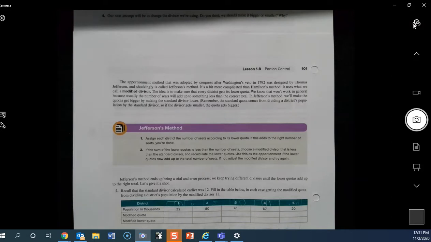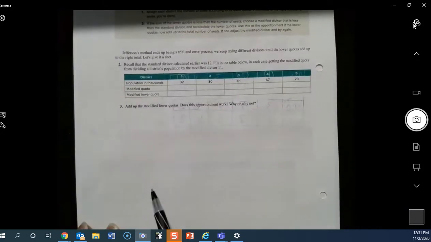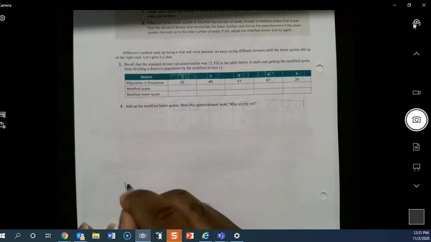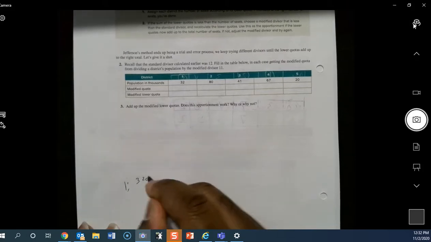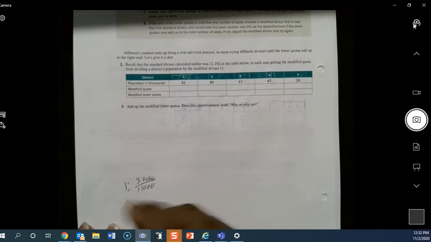Recall that the standard divisor calculated earlier was 12. Now we know that 12 was really 12,000. Fill in the table below, in each case getting a modified quota from dividing a district's population by the modified divisor 11. So when it says dividing by 11, we're thinking 11,000. So what I'm going to do here, I'm going to write it out at the bottom. Give myself enough room. So this would be District 1, it'll be 32,000 divided by 11,000.